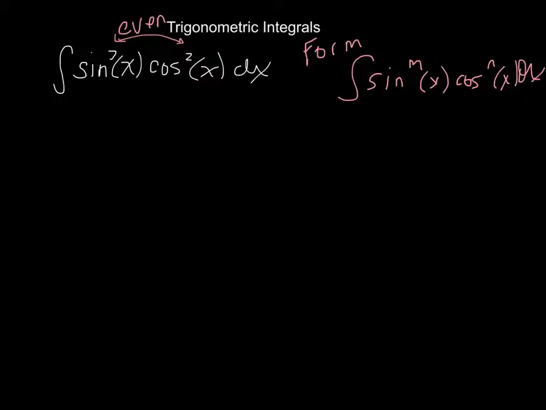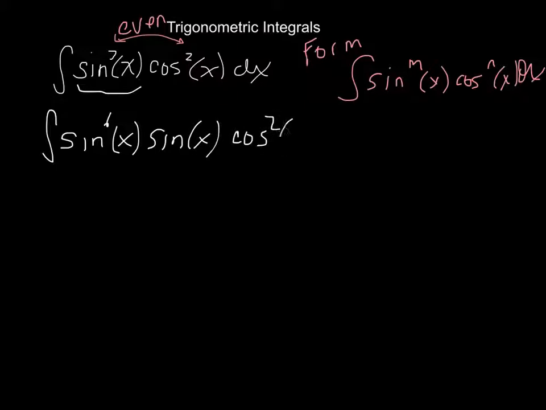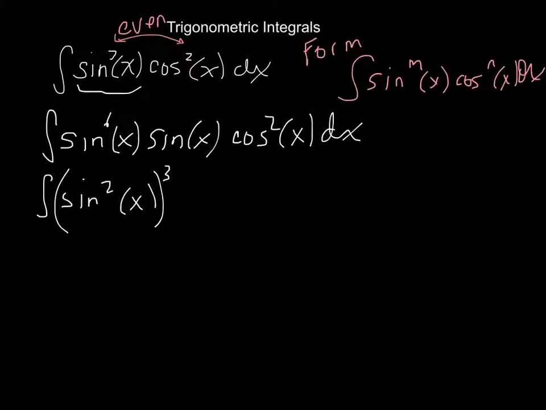Alright, so the first thing I'm going to do is take this sine, which is to the 7th power, and I could rewrite that as sine to the 6th power of x times sine of x, because that's still the same thing, right? And then cosine squared x dx. Because of my rules of exponents, I could write that as sine squared x to the 3rd power, and then I still have sine x cosine squared x dx.